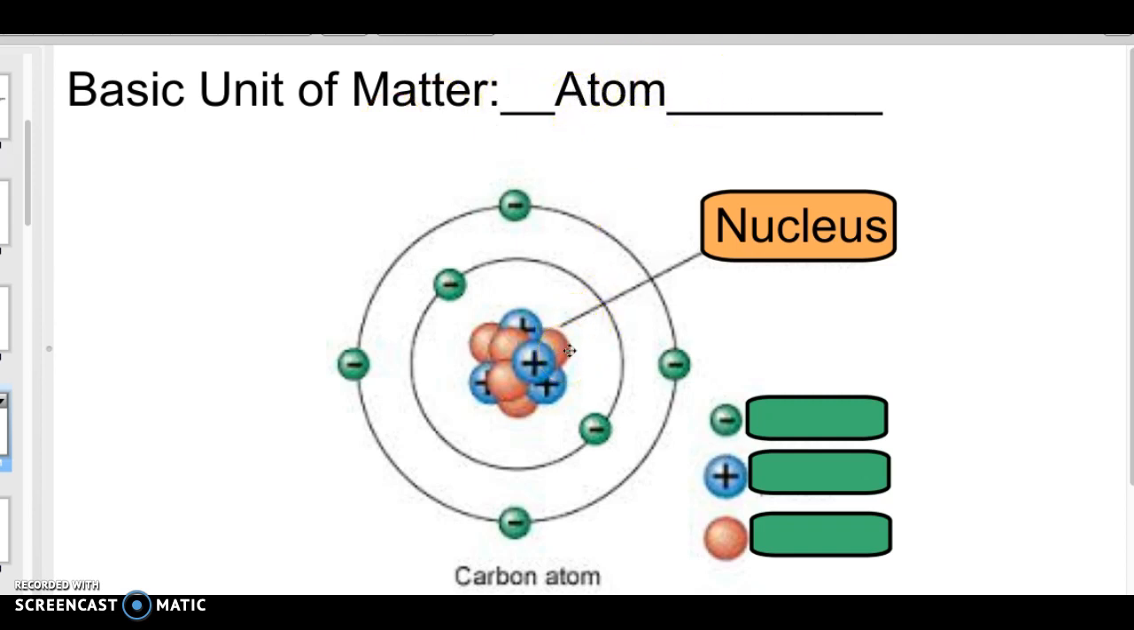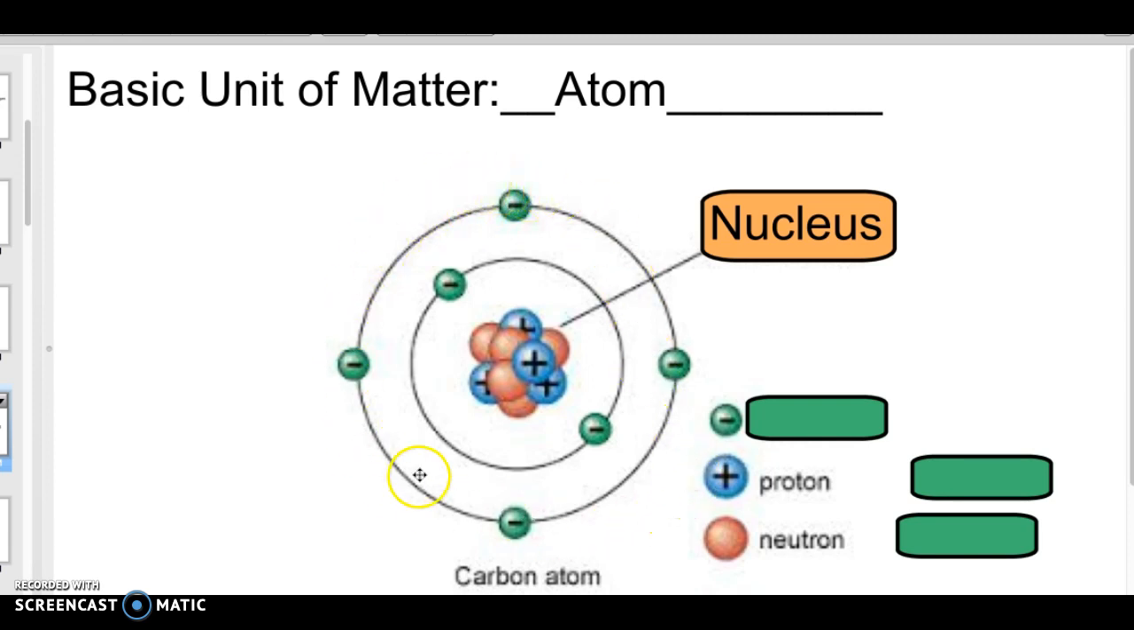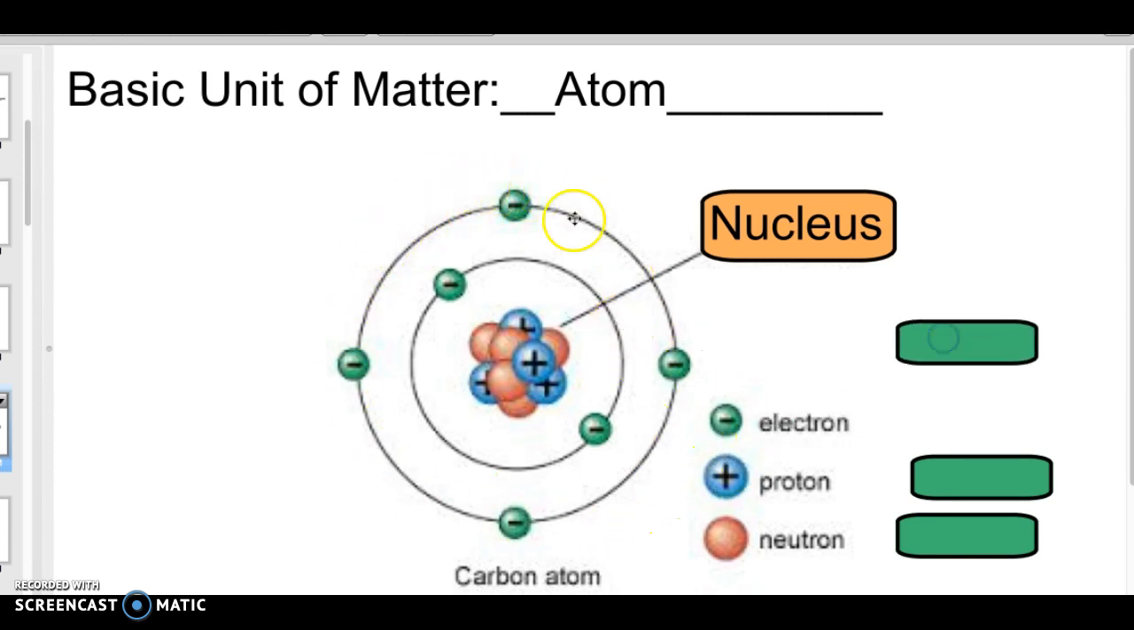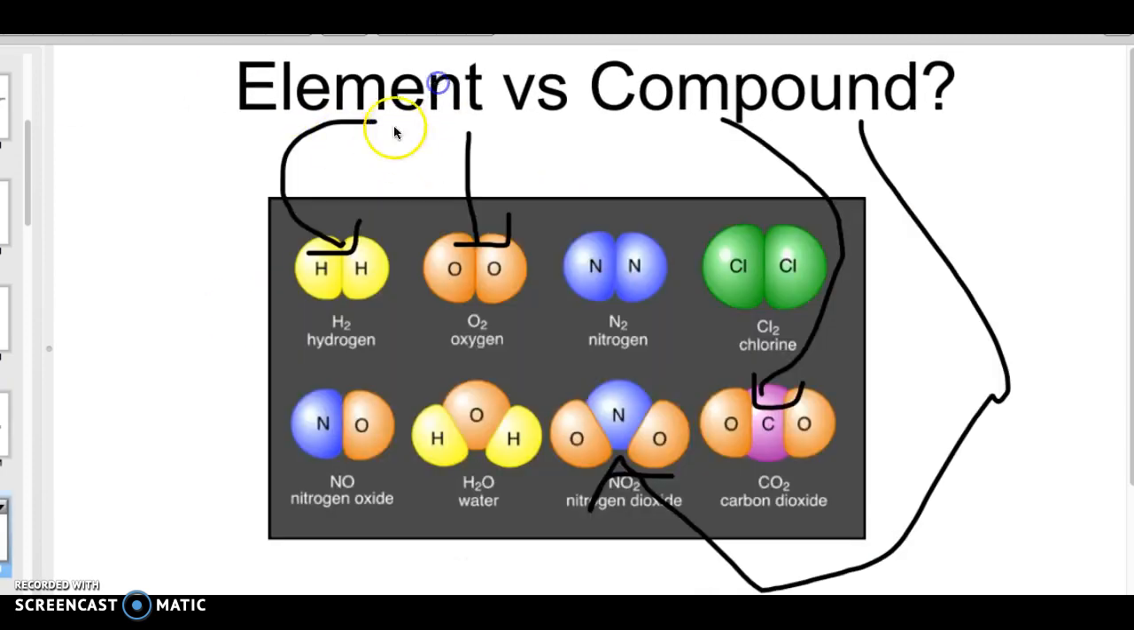And so in the center of an atom is called the nucleus. And inside the nucleus we have our protons, which have a positive charge. And we have neutrons, which are neutral charge. And then you can see in the structure that electrons are rotating around the outside of the nucleus and they have a negative charge.